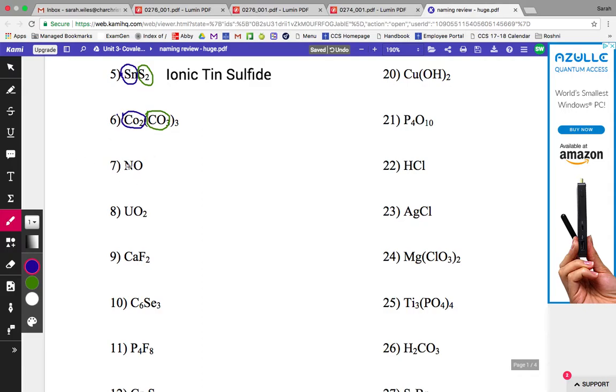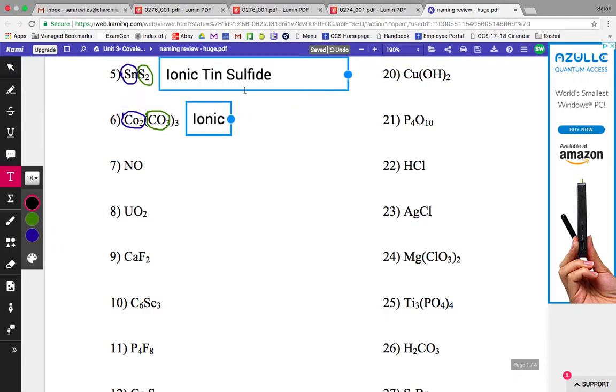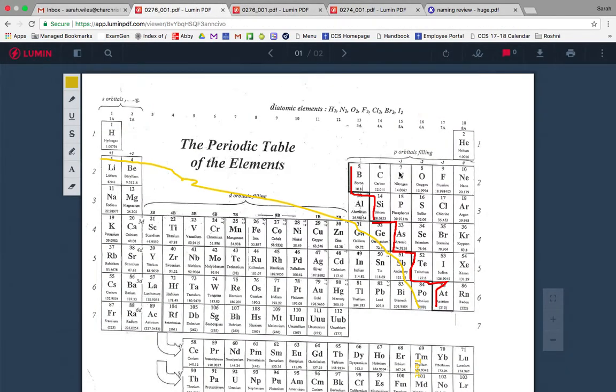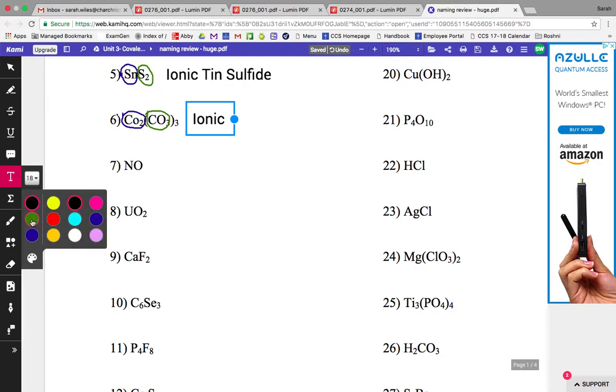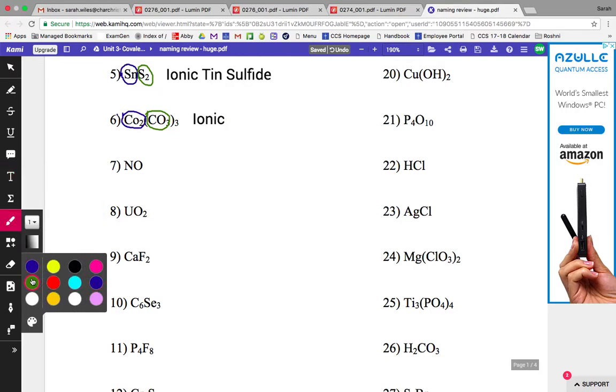Next one, number 7. Excuse me, I forgot to. Number 7, N O, 2 capital letters. My job is to determine if they are metals or nonmetals. Go to the periodic table. N is to the right of the staircase, that's a nonmetal. O is to the right of the staircase, that's a nonmetal. Nonmetal is covalent.